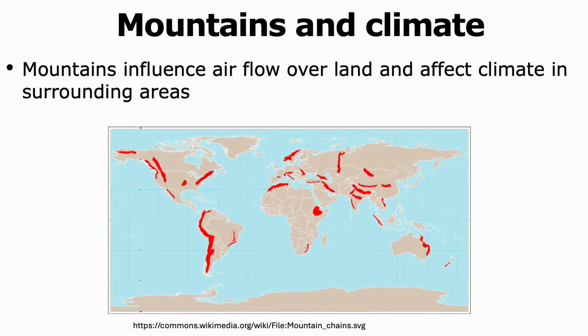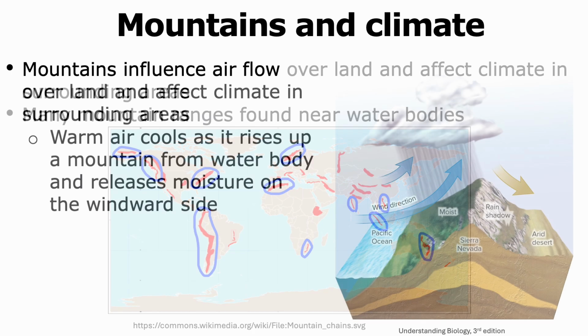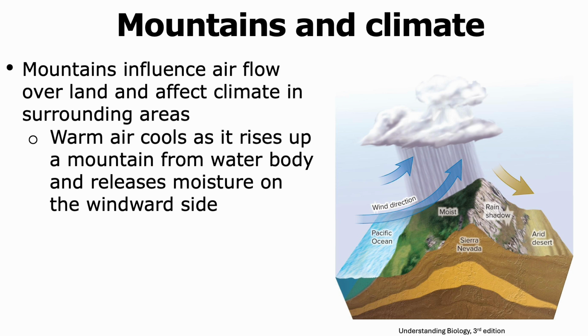Mountains can also influence the airflow over land and affect climate in the surrounding areas. Many mountain ranges across the world can actually be found near water bodies like seas and oceans. The side of the mountain that faces the water body is the windward side. The wind that blows from the water body towards the mountain is usually warm and moist.